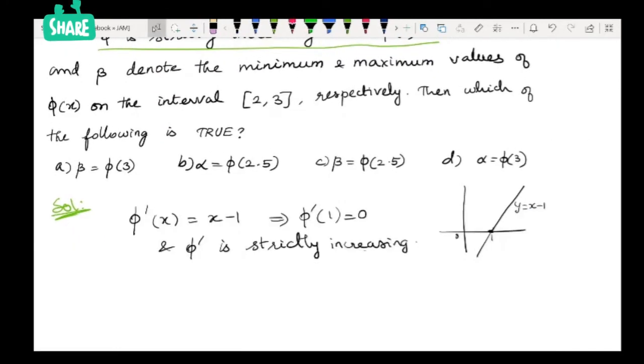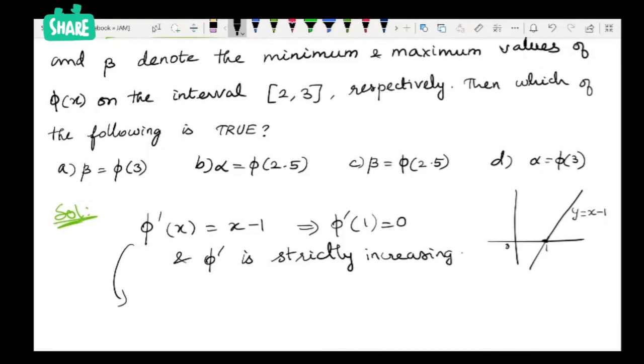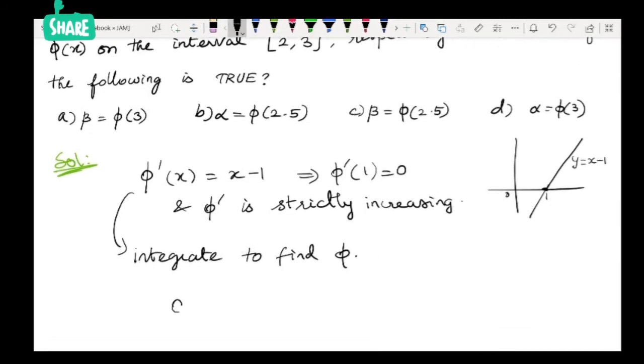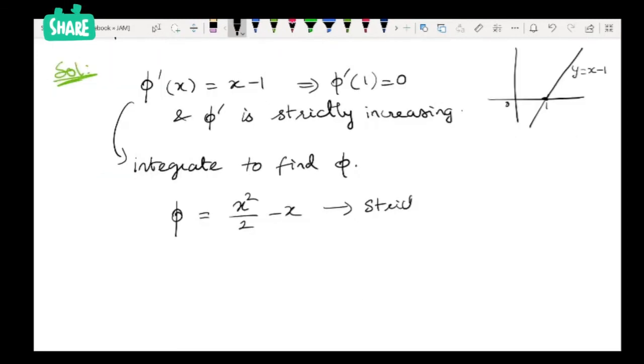Okay, now let's try to construct φ from φ'. So I'm going to integrate it with respect to x. So our φ(x) will be x²/2 minus x. Now this function is also strictly increasing because in the interval 2 comma 3, φ' is greater than 0, right? It is 0 at 1 only. In the interval 2 comma 3, φ' is positive, which means the function is strictly increasing.